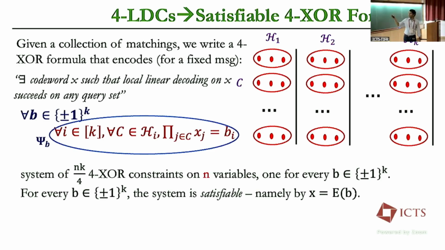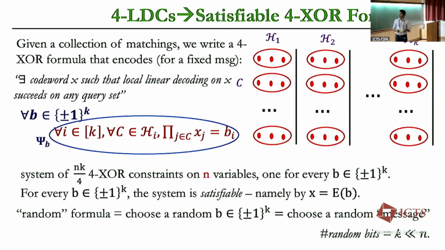For every B, each matching had n over 4 elements. There are k matchings, so I have a system of nk over 4 XOR formulas, right? One for every possible message B. And notice that, for every B, the corresponding formula is satisfiable. The satisfying assignment is simply the code word corresponding to that B. You're all okay with this? Cool. Any questions? Okay, great.